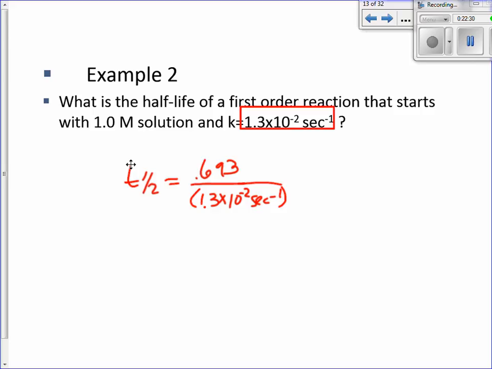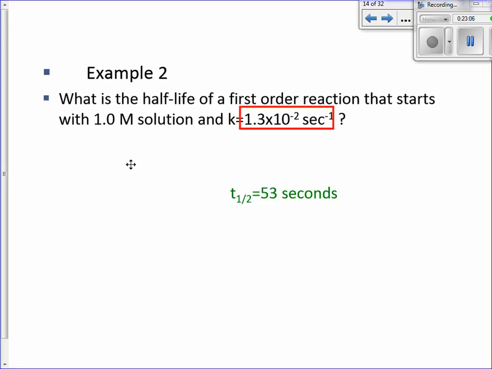So what do we end up getting for our time here? Half-life time is, what'd you get? 53 seconds is correct. Pretty simple, nice and straightforward. First order half-life was very simple and easy because there's no concentration involved. It's a constant value, remember? Because the half-life for the zero order and the second order are going to be a little bit more complicated. Okay? So, half-life, 53 seconds again.